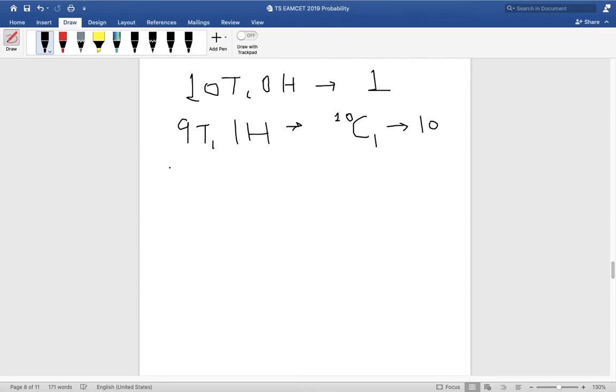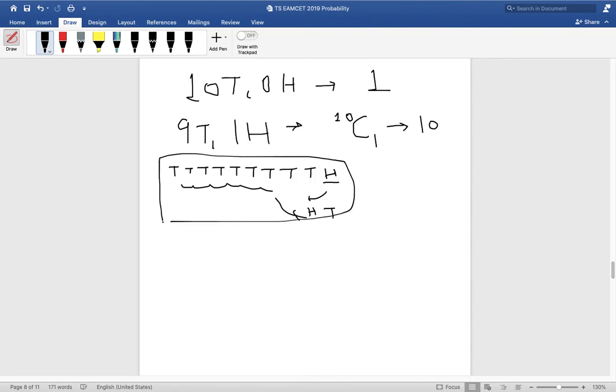If you want to see it visually, you can do this: tail, tail, tail, tail, 5, 6, 7, 8, 9, 10. So head here is one way of expressing 9 tails, 1 head. Second time, head will come here, tail will be there, then head shifts here, here, here, here, here, here, here. The total number of ways in which you can get 9 tails and 1 head is 10C1, which is 10.